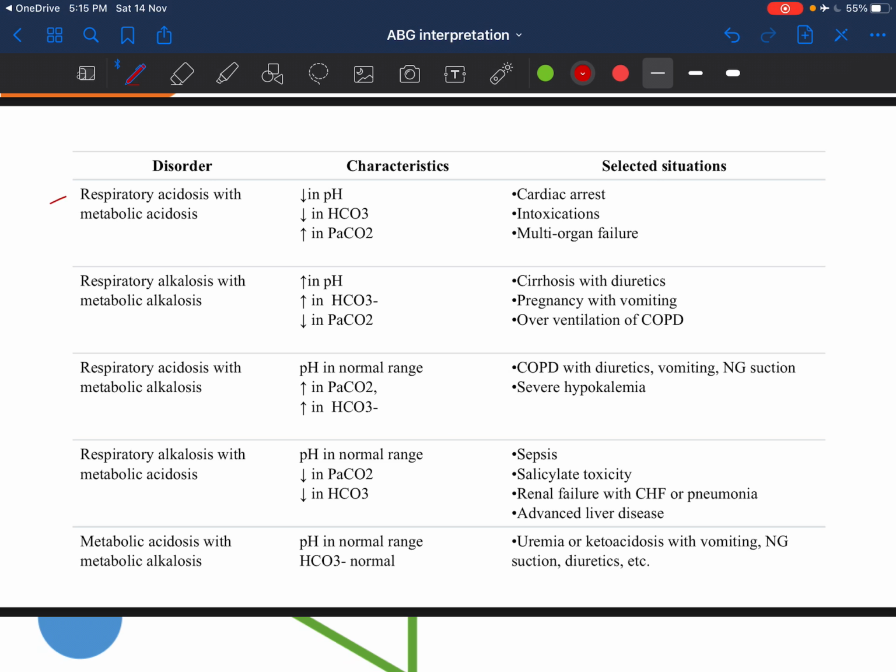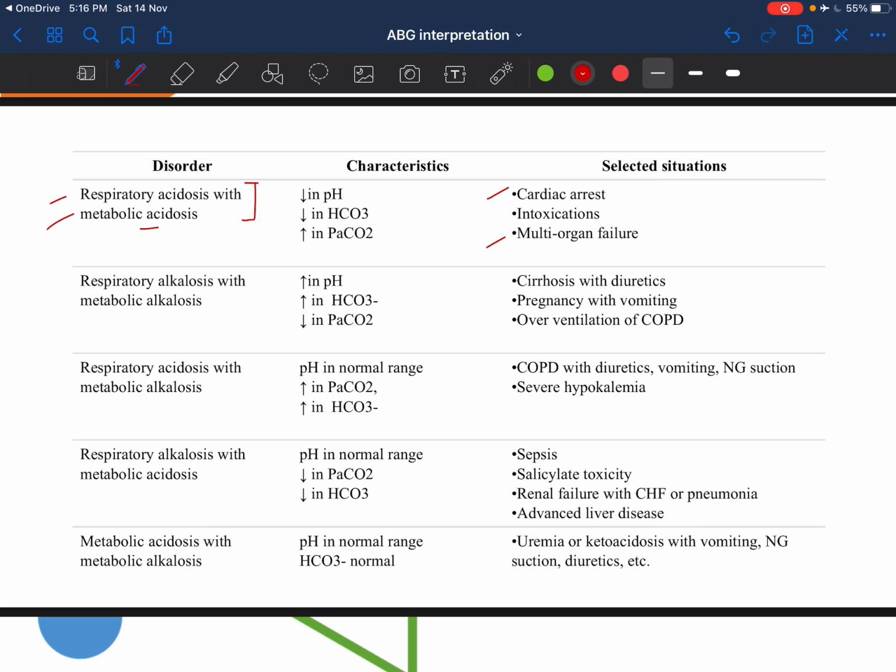Respiratory acidosis with metabolic acidosis. Suppose a patient with metabolic acidosis goes on to have an apnea or a cardiac arrest or multi-organ failure, and that person is not able to breathe out properly. Then carbon dioxide accumulation in the background of metabolic acidosis will result in a mixed disorder.